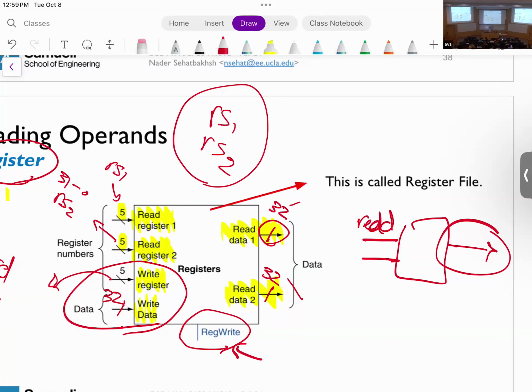Correct. So the question is, how do we set read-write? And the read-write is instruction dependent. Some instructions need to write and some do not. When we design our controller, which is that blue unit, you're going to see how we actually set this. The next question is, if the read part is combinational, and the answer is yes.